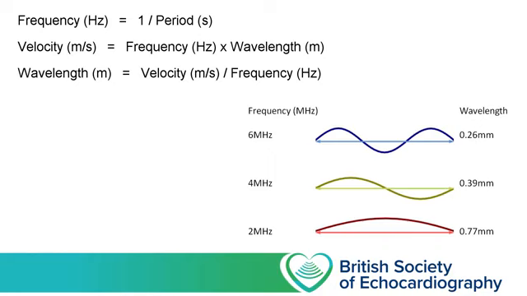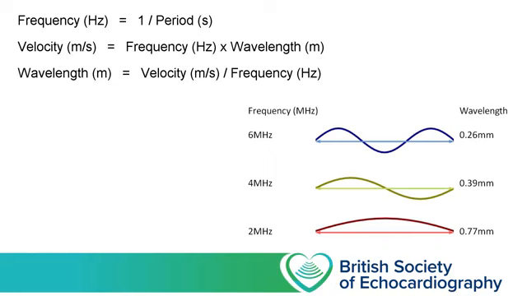The relationship between the different key characteristics of our sound wave can be described by the equation velocity equals frequency times wavelength. Let's consider some frequencies we might typically be using for adult echocardiography. If we're assuming that our wave is travelling at 1540 meters per second, and we're creating a wave with a frequency of 4 million Hz, then that wavelength will be about 0.4 millimeters. If we halve our frequency, then we'll double our wavelength. So we'll halve our frequency to 2 million Hz, and that will increase our wavelength to approximately 0.8 millimeters.